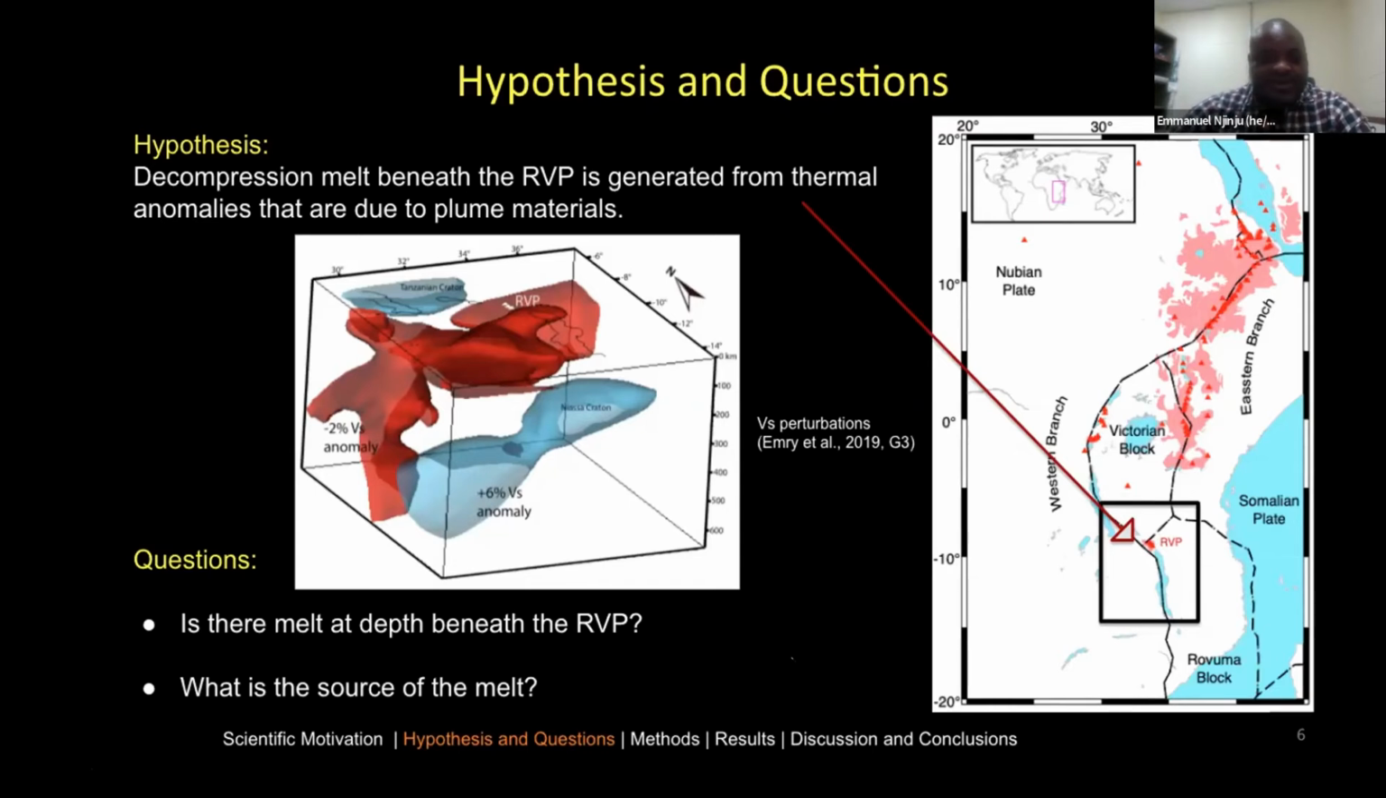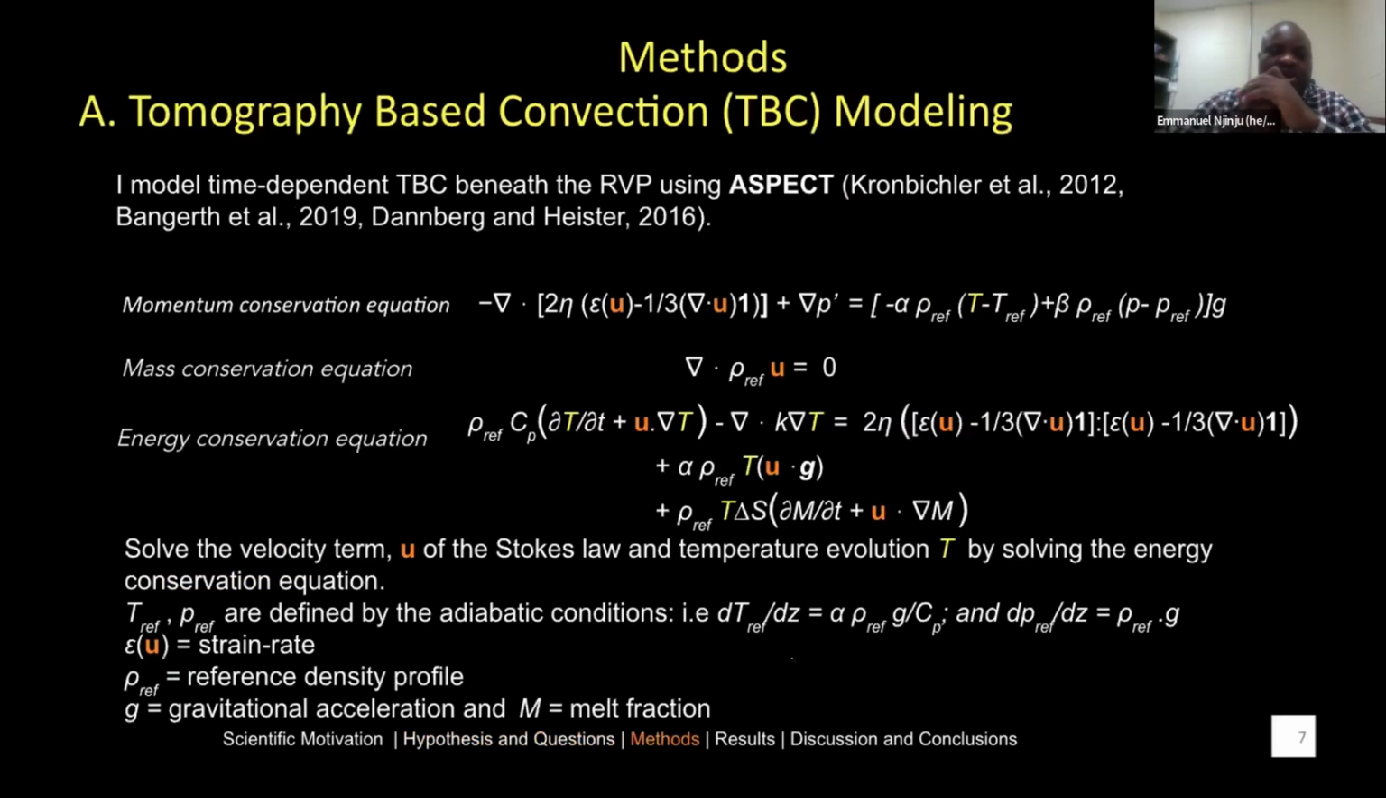So in order to address these scientific questions, we model a time-dependent tomographic-based convection using ASPECT in a 3D domain. And we are actually solving for the velocity term in the Stokes equations, which are the conservation of mass and conservation of momentum equations. And in the conservation of momentum equation, the shear or viscous forces and the pressure gradient forces are balanced by the buoyancy forces, which is the main force driving mantle convection.